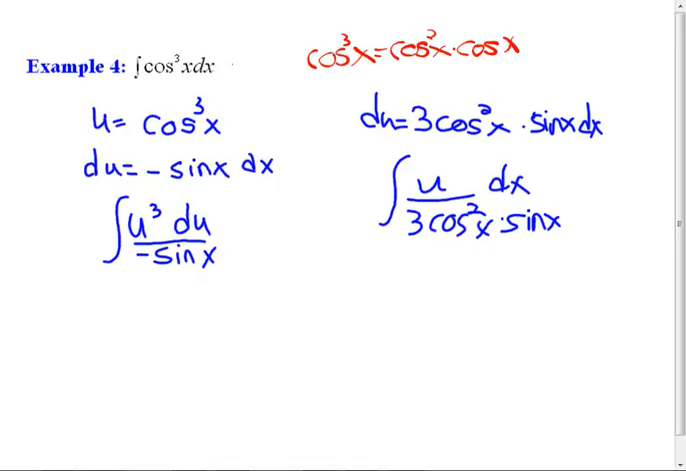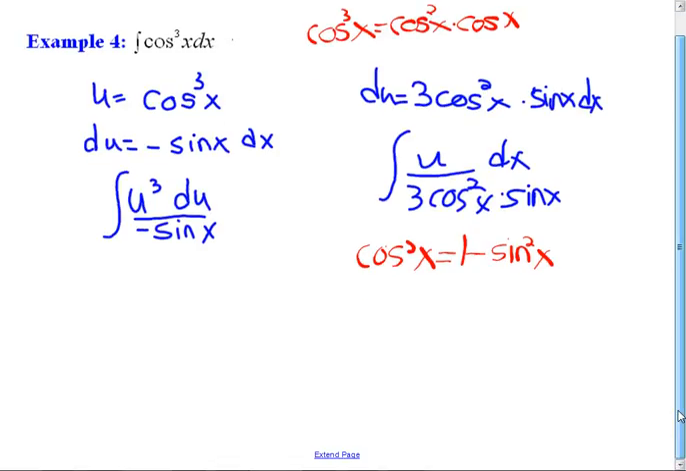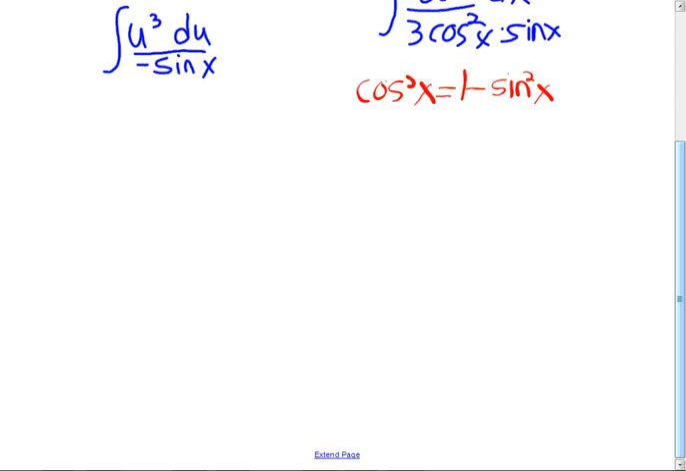Okay, I haven't done anything earth-shattering yet, but what about cosine squared of x? What's that? There's an identity. 1 minus sine squared of x. Oh, this one you have to know. There's two you have to know. Sine squared of x plus cosine squared of x is equal to 1.